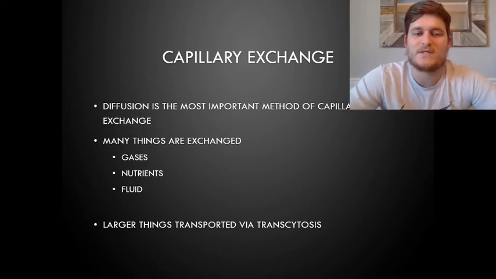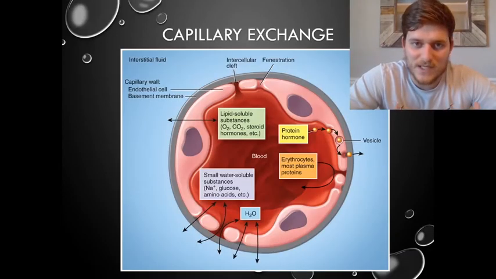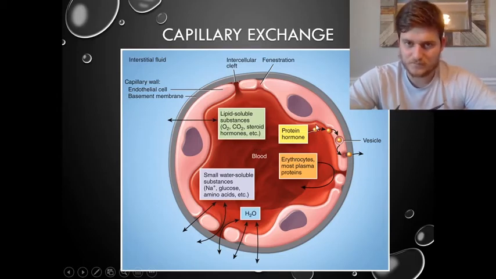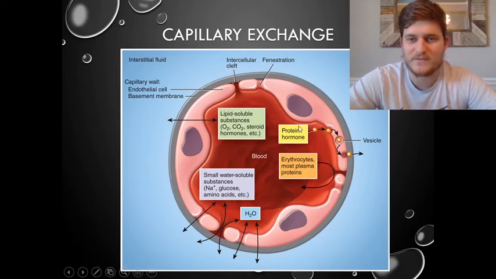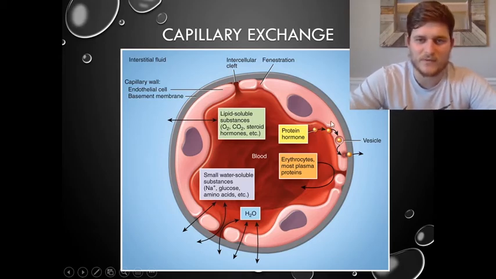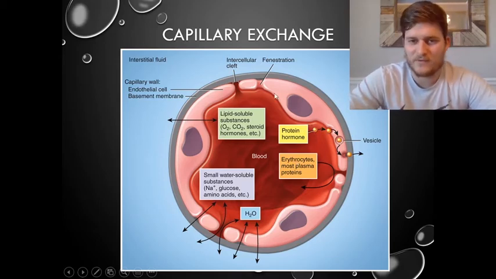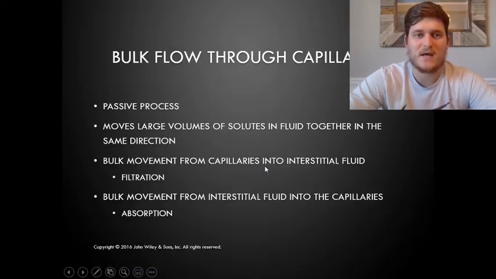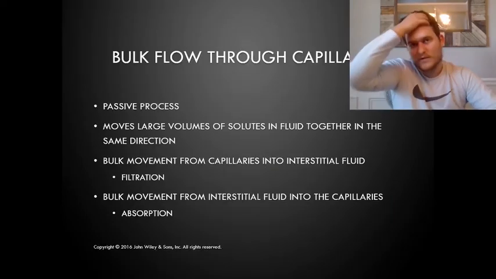Certain things need to be transported by transcytosis, meaning that, again, we're not going to allow all materials just to cross the bilayers of different cells. Things like protein hormones may require a vesicle in order to be filtered from the bloodstream into the interstitial space. But a lot of materials are going to move through.